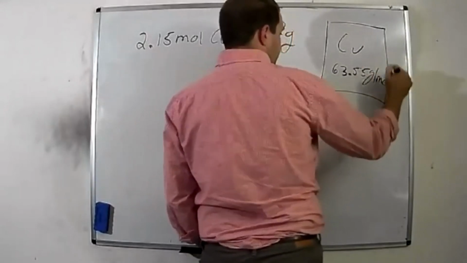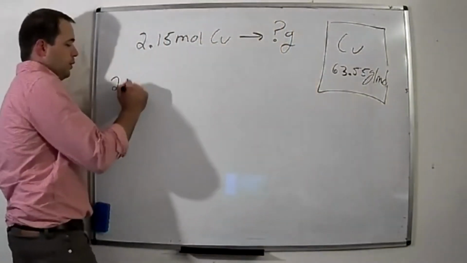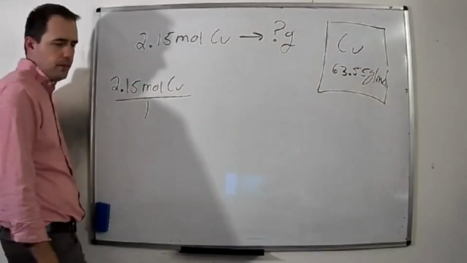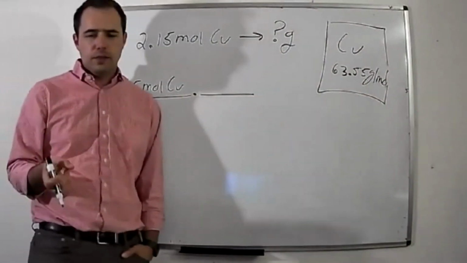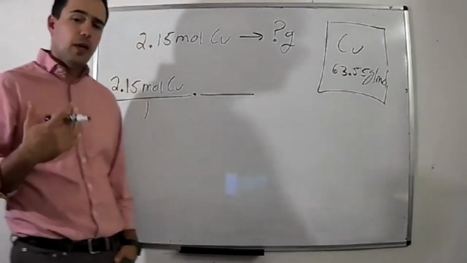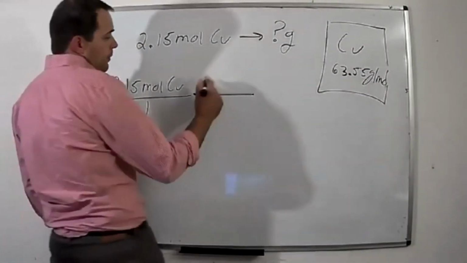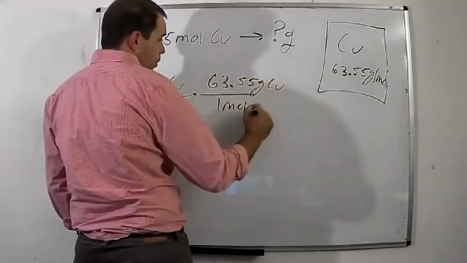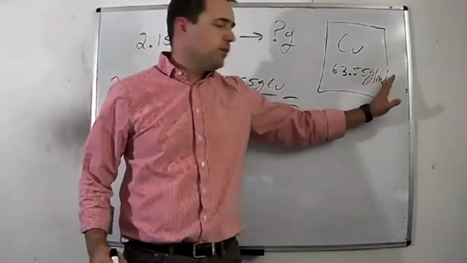Grams per mole. We're going to set this problem up just like dimensional analysis. So 2.15 moles of copper over 1. And now again, our whole point is to get units to cancel out. So this is going to take the guessing out of do I multiply by 63.55 or divide by 63.55. Here's how this works. We're going to have to multiply. Here's why. If I multiply by 63.55 grams of copper per 1 mole, you can see that the moles will cancel out, right? Remember, it's grams per 1 mole.